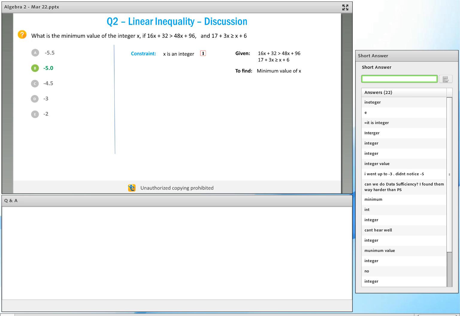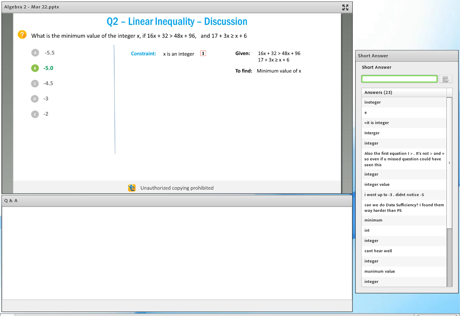Now I want to pause over here, and I want to impress upon you how this information is organized: given, to find, and then the constraint. Doing this is about inculcating good habits. If you inculcate these good habits, you don't make the mistakes that you typically make. Why? Because most of you did the math right. Where you made the mistake is the constraint.